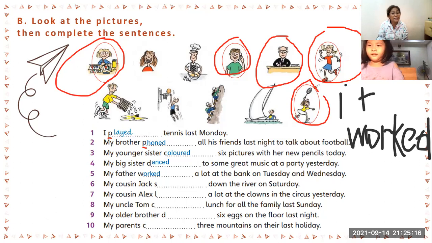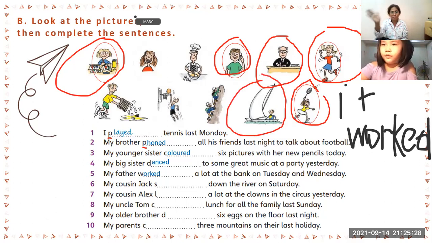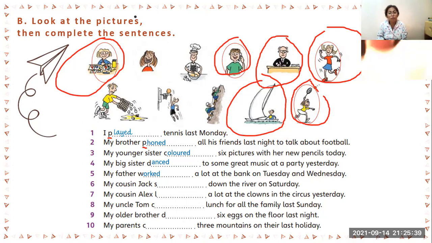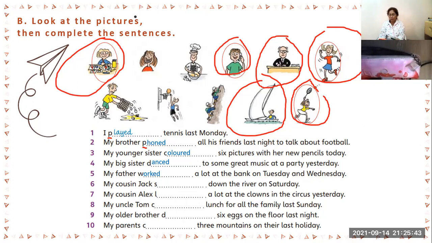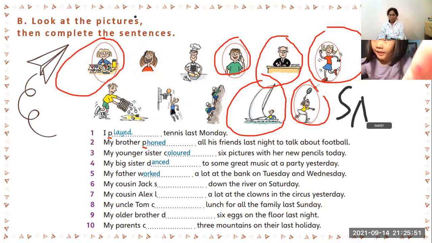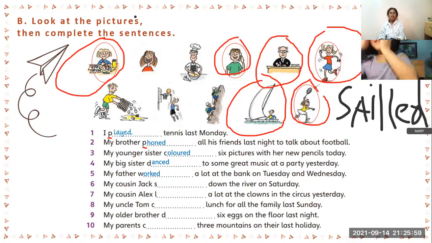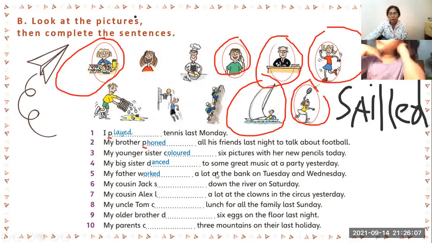Now number six. My cousin Jack sailed down the river on Saturday. What is this? The one I encircled, what is this? My cousin Jack sailed down the river on Saturday. Sail. Look at this. Yeah. Okay, very good. The answer is sailed. It's only one L.